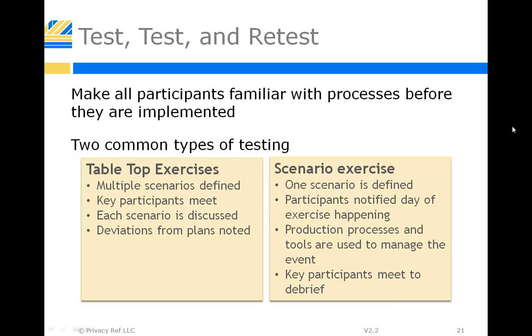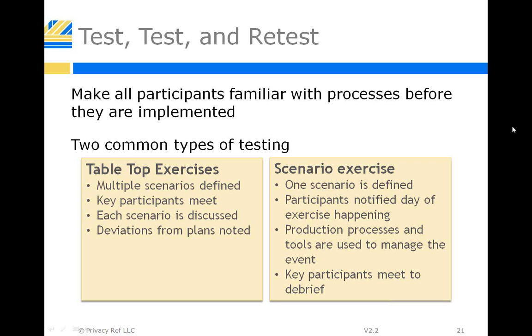And there are two common types of testing. The one that's most common is the tabletop exercise. What we do with our clients is we define with the privacy office or the legal team multiple scenarios. And we'll get all the key participants together for, say, half a day, and we'll start with the first scenario. We'll present the situation, and the first question is, who was the situation reported to? If it was customer service, we'll turn to the customer service person and say, what are you going to do?